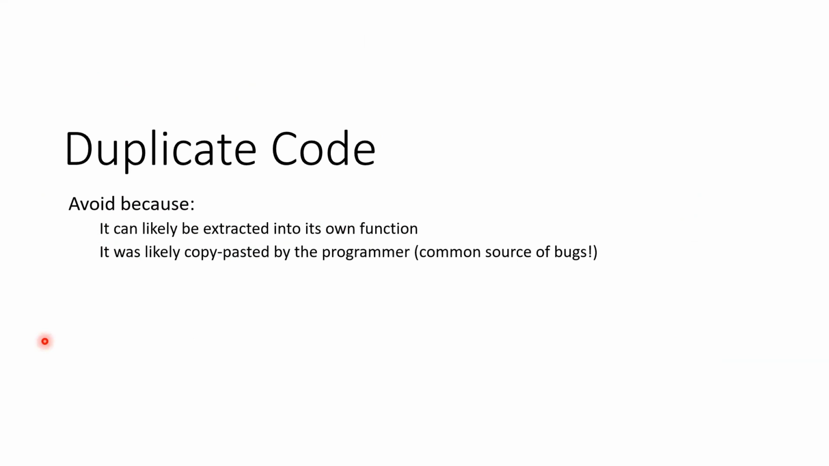Next, avoid duplicate code. Because it can likely be extracted into its own helper function, and it was likely copy-pasted from someone else. And if the copy-paste source has some bugs, you're copying bugs into your own code. And if the programmer who wrote the source fixed that bug at the source, and you forget to copy that fix into your own code, that's also a common source of bugs.